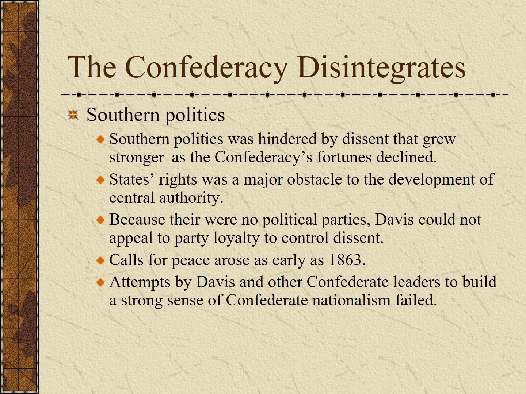Because there were no political parties, Davis also could not appeal to party loyalty to control dissent, and calls for peace were arising as early as 1863. And ironically, attempts by Davis and other Confederate leaders to build a strong sense of Confederate nationalism failed. And I say ironically because there are still pockets of the country where people will fly a Confederate flag, and that's still around to this day. But at the time, it was very difficult to arouse that patriotism once the war started to really get tough.